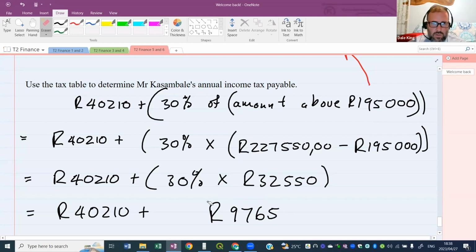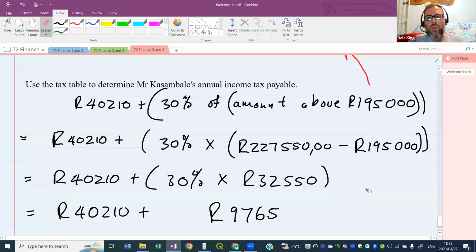But can you see why they do this? Because the more a person is above 195,000, the higher this value will be, which is what SARS wants. The more money you earn, the more income you get, the higher your tax is. All right. So the more money that is taxable, the bigger the difference between these two values and the bigger this number will be, which makes sense. It's fair. The more money you earn, the more your tax will be.